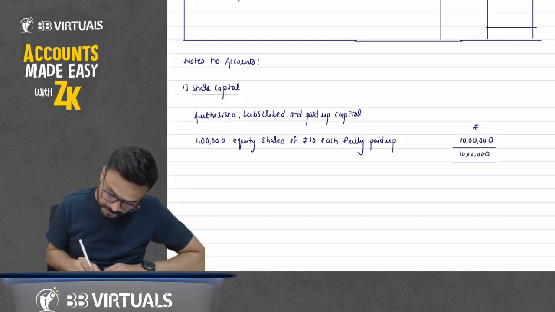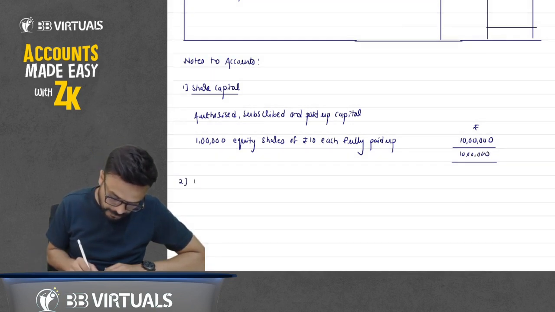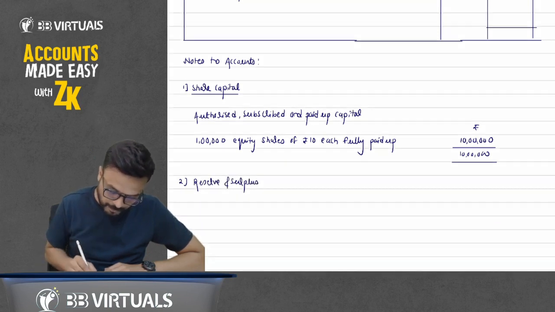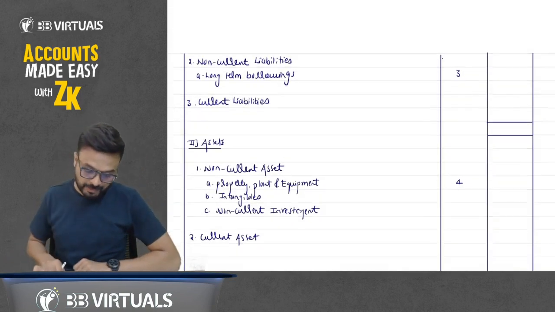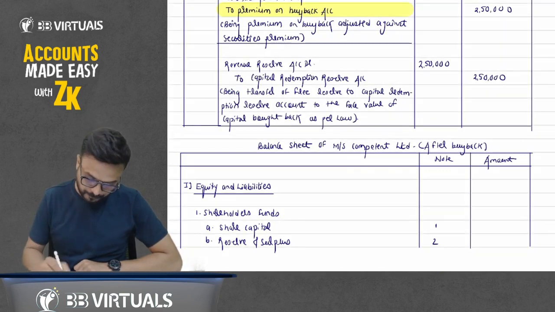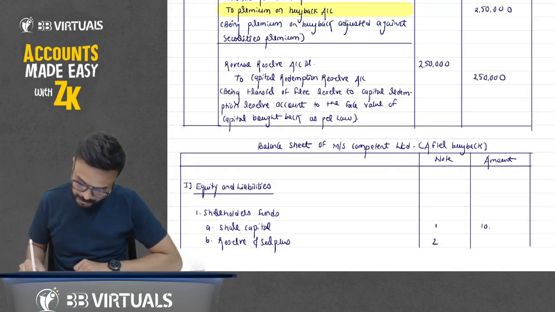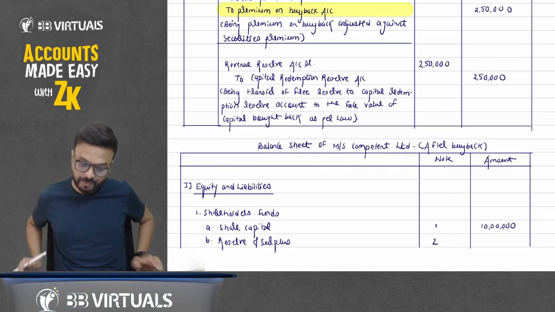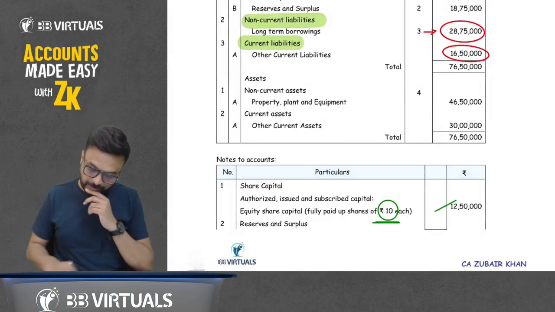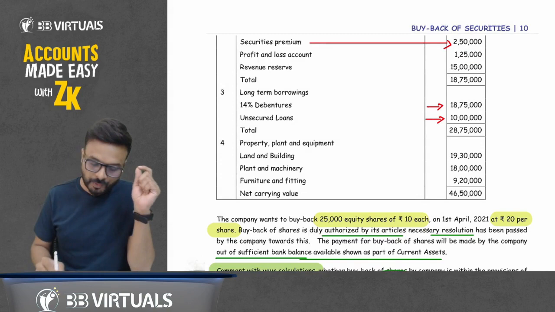10 lakh rupees total. So write down in balance sheet 10 lakh. Okay. Second will be reserve and surplus. So write down this 10 lakh in balance sheet. Share capital 10 lakh. Okay. Now reserve and surplus one by one. So first reserve and surplus, notes to account number 2.